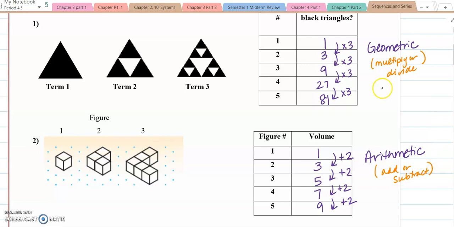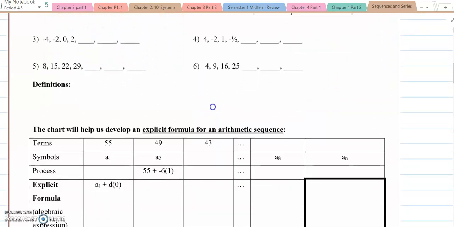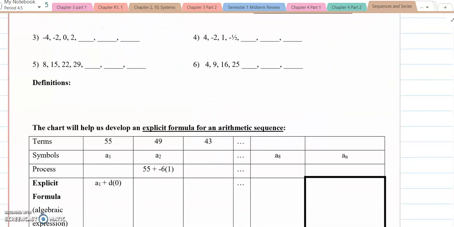As a connection to our class, this is exponential and this is linear. Both are different functions that we've already studied, so this is just an extra little step. All right, so we have some examples here. Number 3, I see that my pattern is always adding 2, so I would consider this one to be arithmetic. Listen to how I say that, arithmetic.